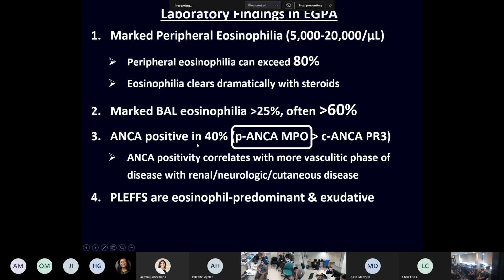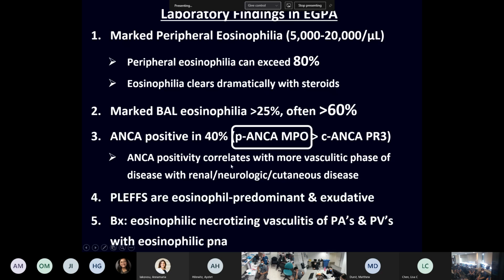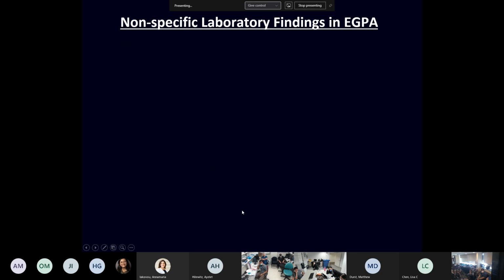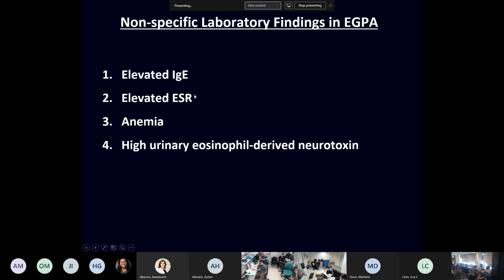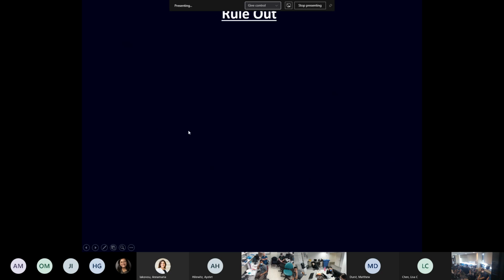The pleural effusions, if they're present, are usually eosinophilic predominant exudative. And you can get an eosinophilic necrotizing vasculitis. The only cause of eosinophilic necrotizing vasculitis is EGPA. Non-specific lab findings, we're going to skip this, it's not important, but you can have an elevated IgE, an elevated ESR, you can have anemia of chronic disease.